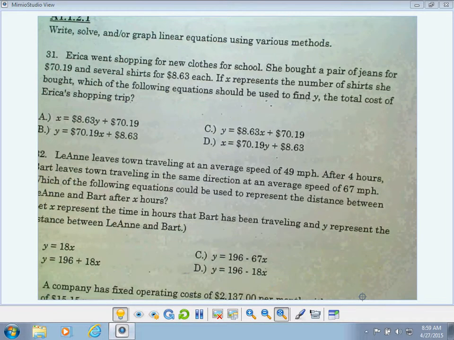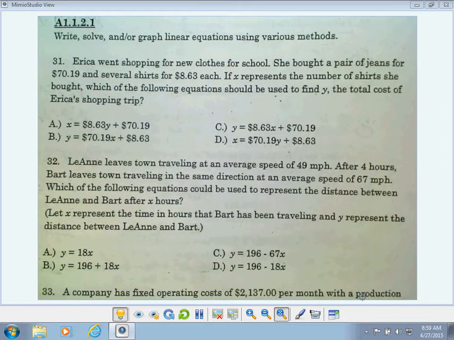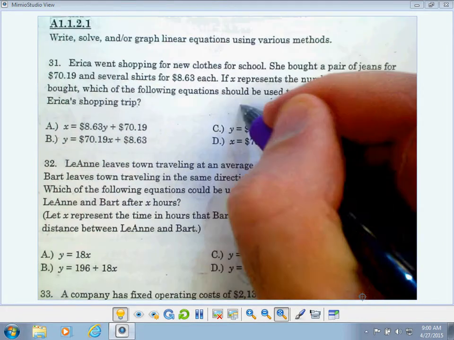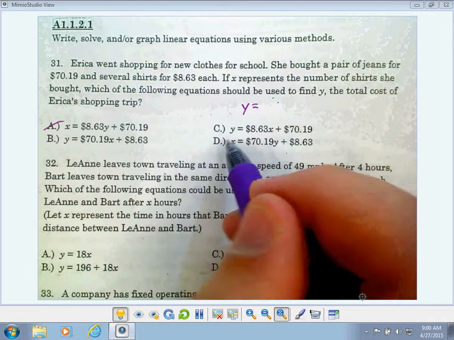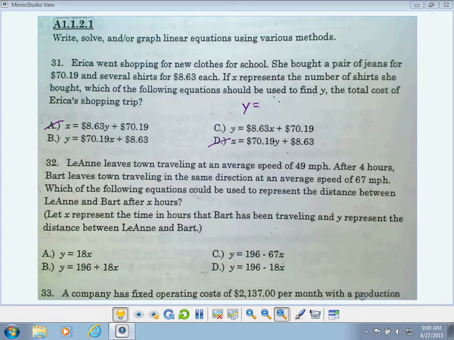Okay, so I look at this and I always read linear equations the same way. There's always going to be something that you pay for once and something that you pay for multiple times. The thing that you pay for multiple times is the thing that you put the variable next to. So we know it's going to be Y equals because Y is the total. So actually right away we could eliminate A and D because it says Y is the total, so Y is going to be by itself.